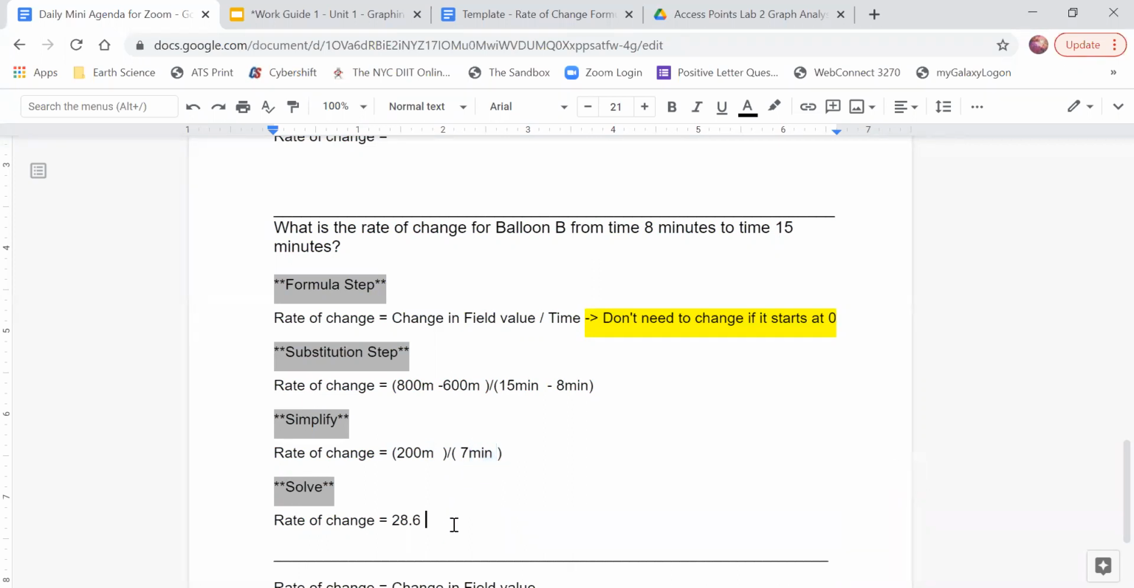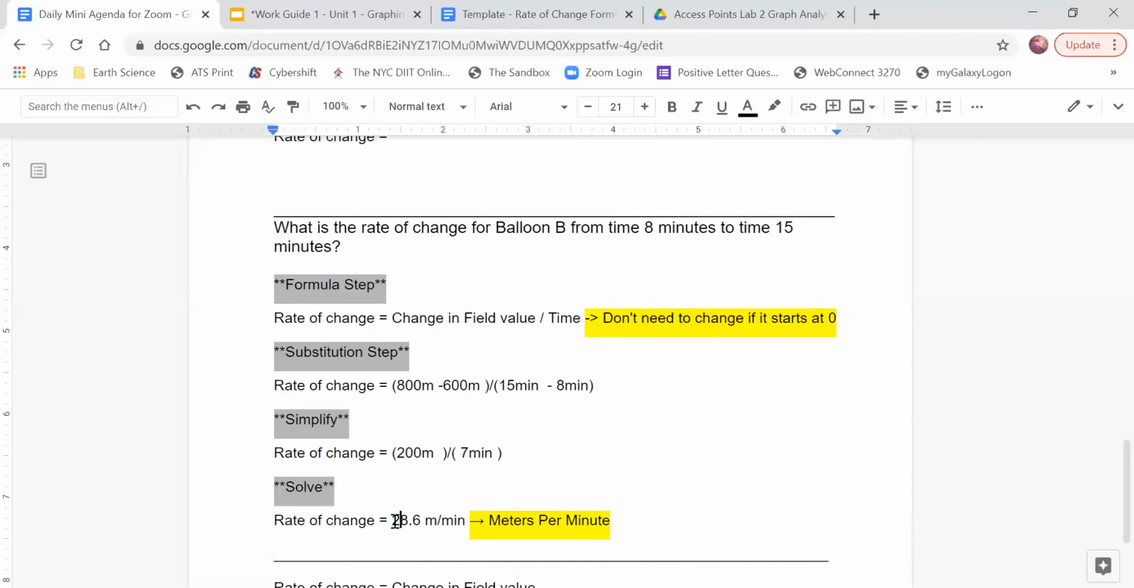And we keep them literally by writing them out in a formula format. So we have meters divided by minutes. What that means is meters per minute. So that is what that unit is stating to us if we were to read it out in sentence form. 28.6 meters per minute is how fast this balloon is moving.